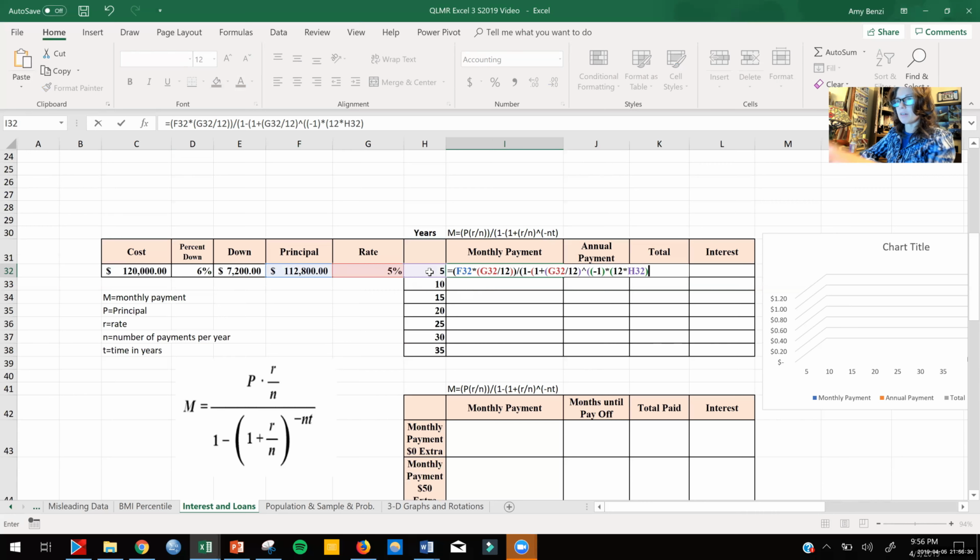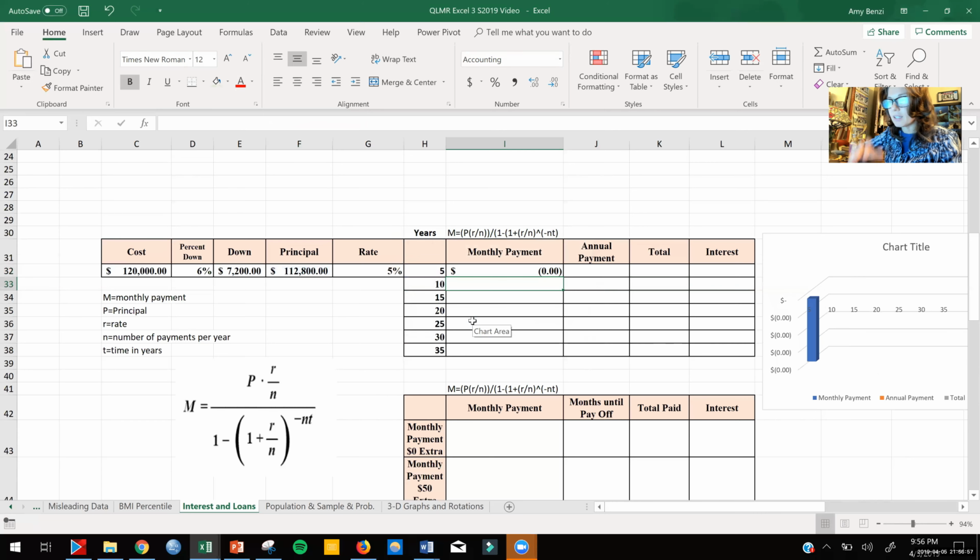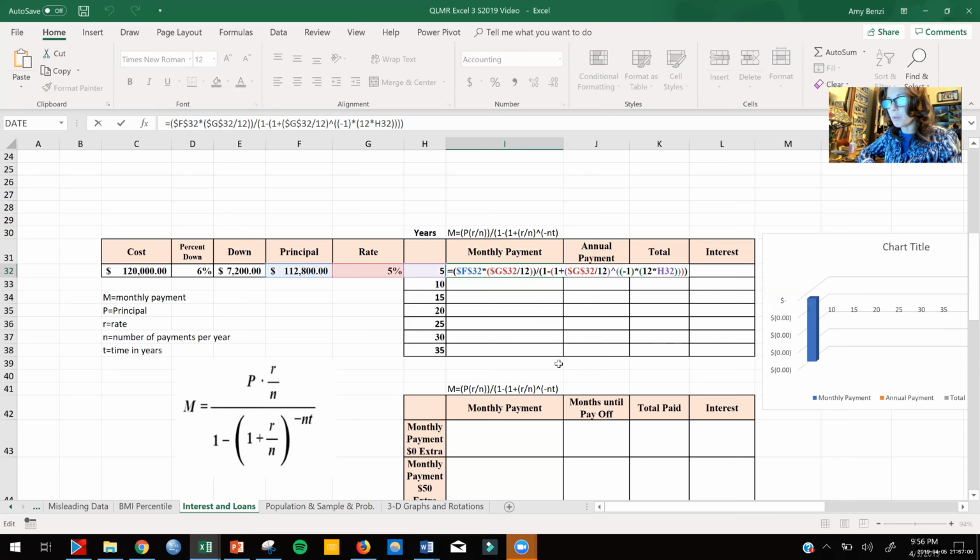Close parentheses. Now, let's think about this before we go on. We can end up with a disaster. We are just going to lock in all of our cells except our t. We want the time to stay the same. So I am locking everything in except my Hotel 32. And your guys's will likely be something different. All right, hit enter. Let's see. All right, something's wrong. I'm going to pause the video and see if I can find it.